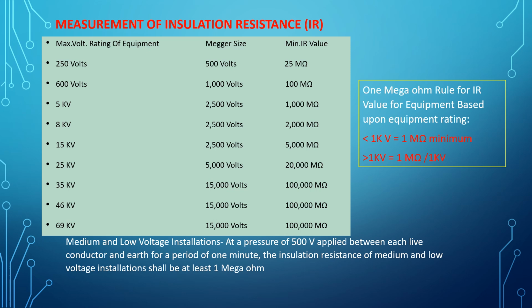Medium and low voltage installations, at a pressure of 500 volts applied between each live conductor and earth for a period of 1 minute. So for every inspection, every testing, we consider a 1 minute duration.